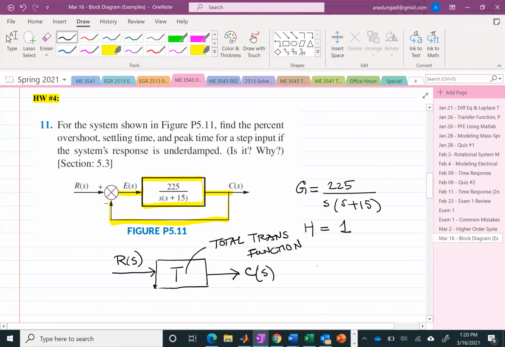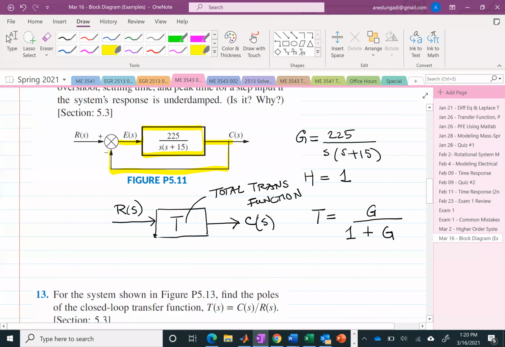Okay, so what do we have? T is equal to G, the forward transfer function, divided by 1, the opposite sign of the feedback, 1 plus GH. H is 1. So there you have it, and that will give you a second order transfer function. From the second order transfer function, you all know how to compute the percent overshoot, settling time, peak time, and all of that, right?